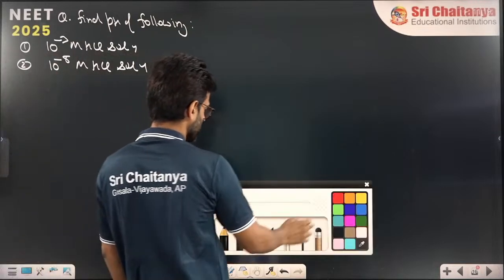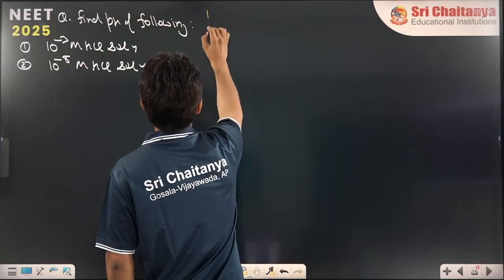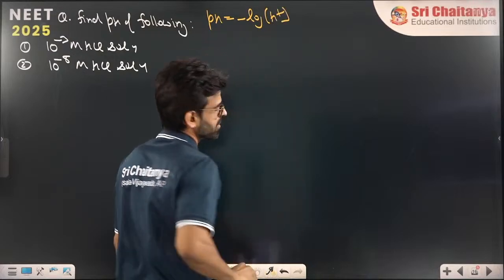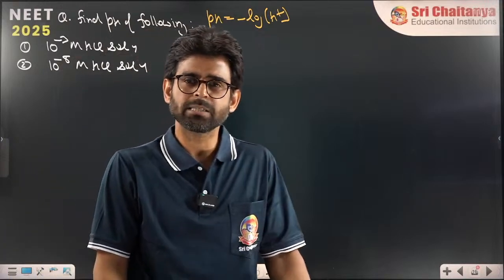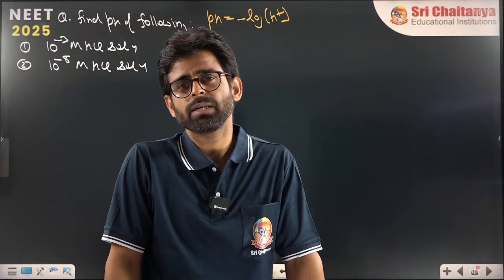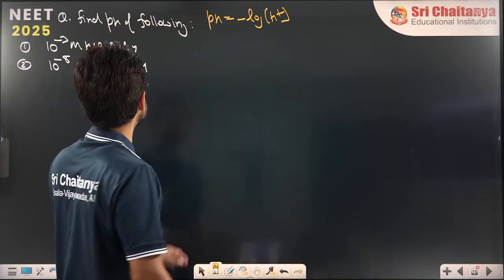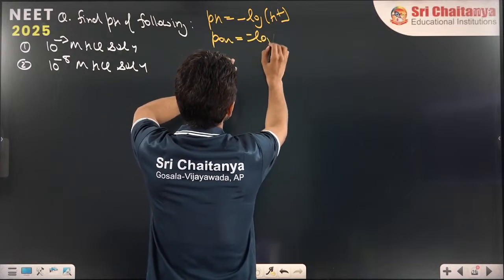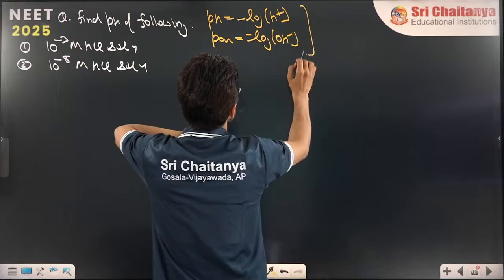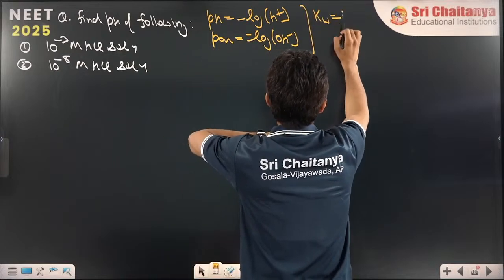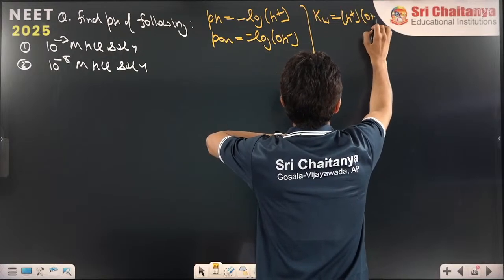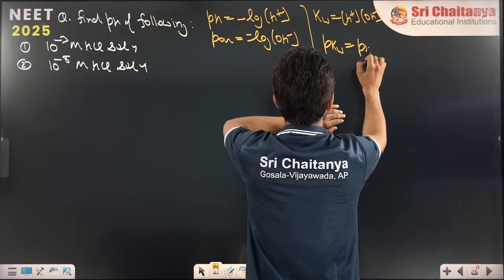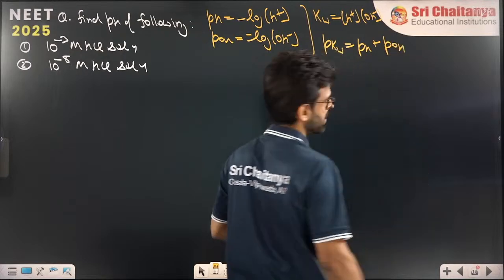Just for a little revision, what is pH? pH is minus log of H plus. How much H plus is present in your solution gives you your pH, right? What is pOH? pOH is minus log of OH concentration, right? And what is Kw? Kw is concentration of H into OH. So I can say pKw equals pH plus pOH, right?